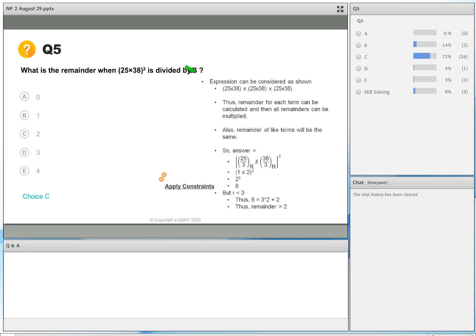But 8 is greater than the divisor 3. So I have to do it one more time. I'll divide 8 by 3. It'll be 3 2s are 6 plus 2. So overall the remainder is 2.